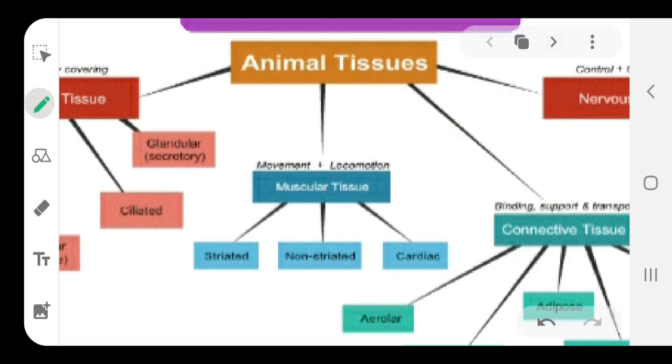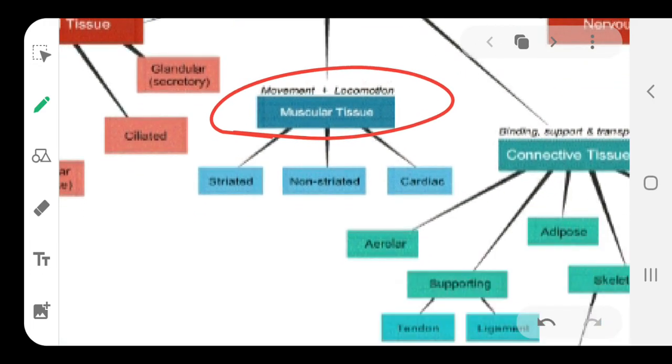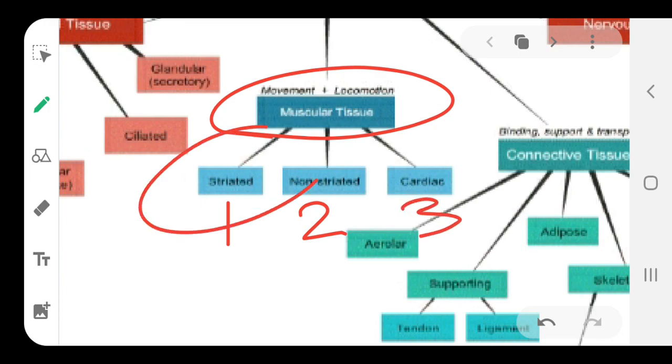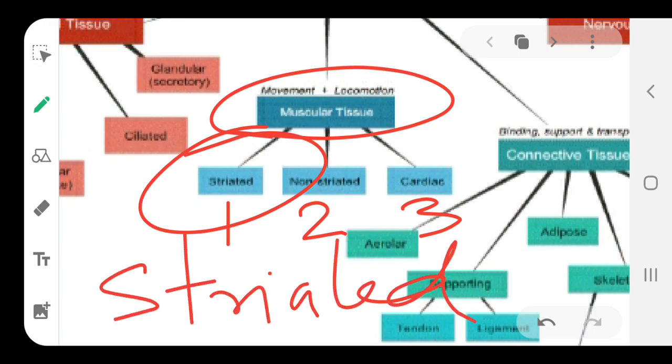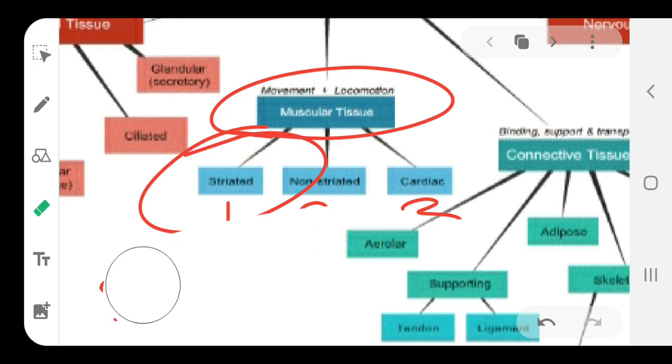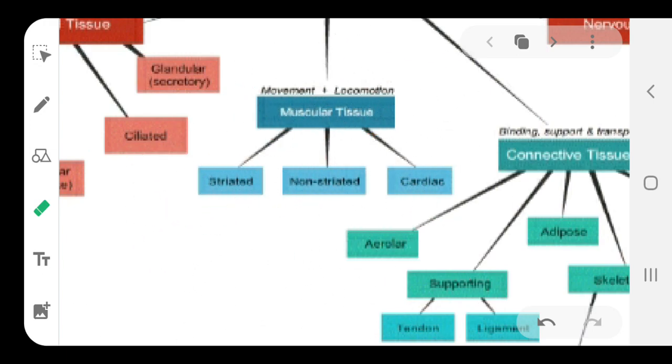Then we move to the second type of animal tissue, which is concerned with movement and locomotion, hence the name muscular tissue. The muscular tissue in the textbook is divided into three subparts. The first is striated, the second is unstriated or non-striated, and the third is cardiac. Striated, non-striated and cardiac: these three subparts come under muscular tissue.